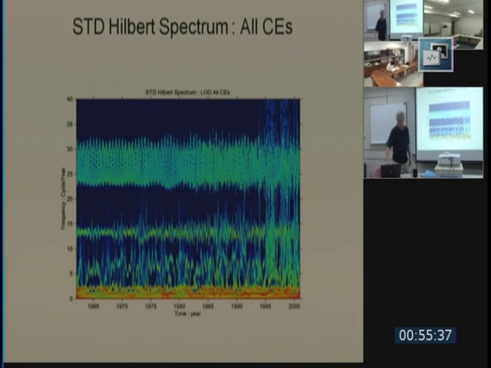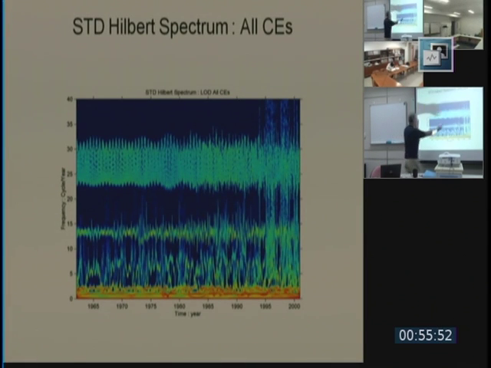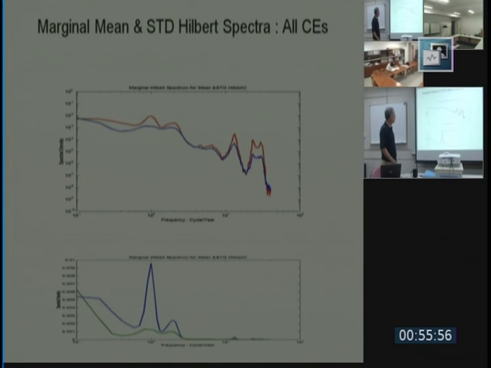Now, how do we judge whether this is good or bad? We need something to guide our eye to get a value. I use the marginal spectrum. In other words, using this spectrum, integrate over time. And after you integrate over time, you will see this is the spectrum.